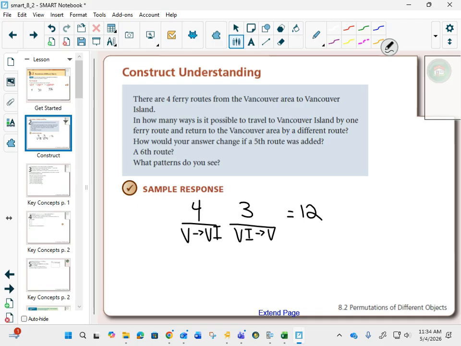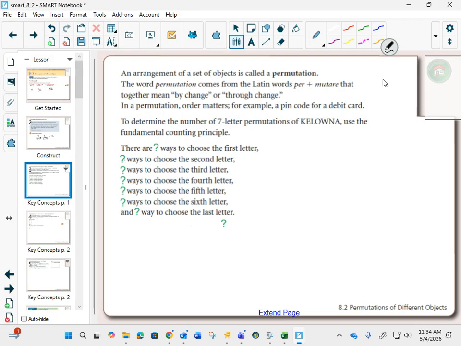If a 5th route was added, do you see that this would be 5 and 4 and 20? If a 6th one, it would be 6 and 5 and 30. So what we're getting to, and I've showed this to you already before, is the exclamation mark we're going to learn about.